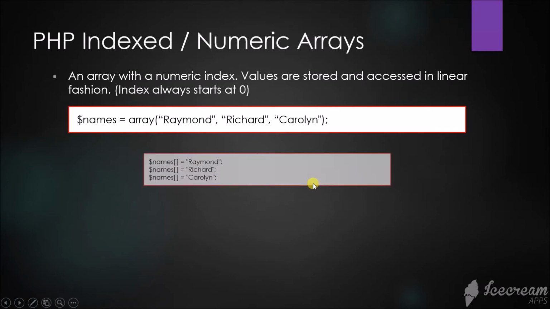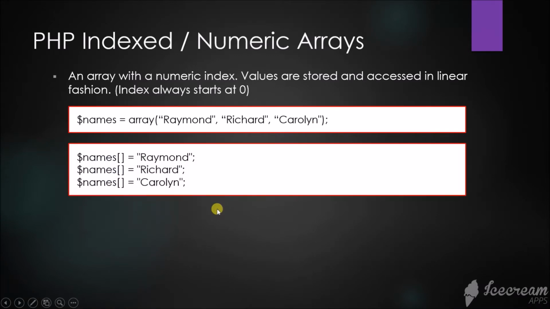Okay? Then, there is another way of adding a value to an array. Like this: names, square bracket, equals the value. Okay?